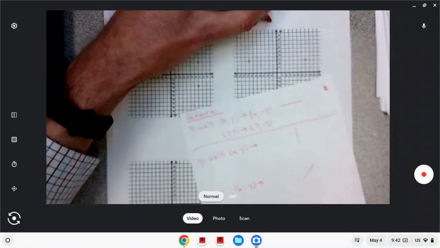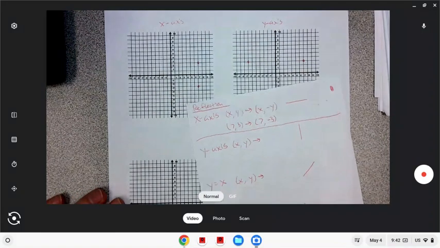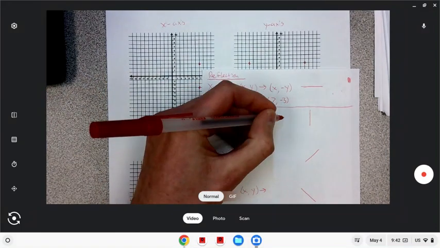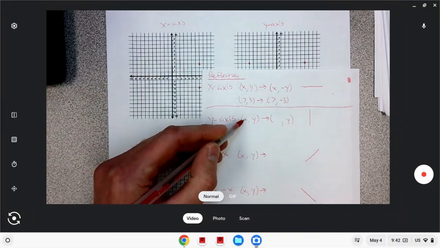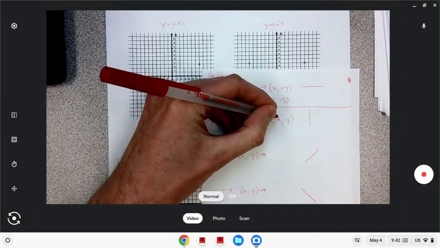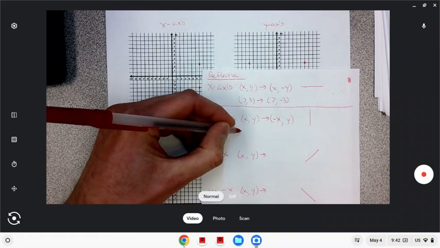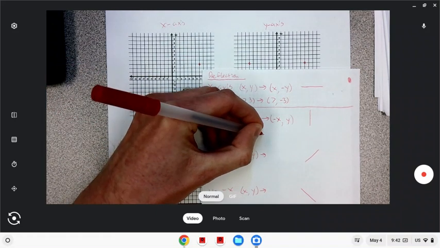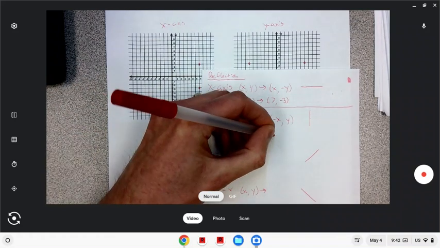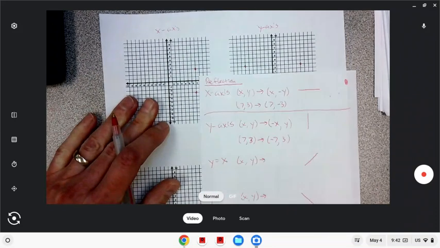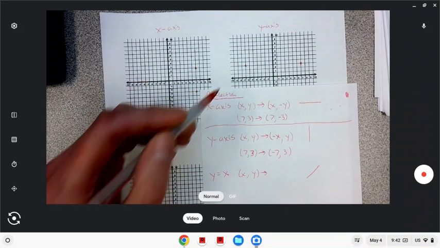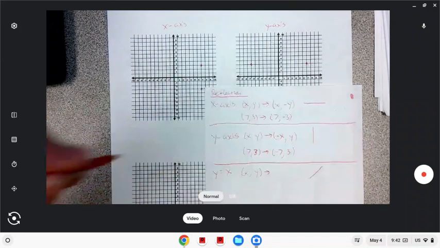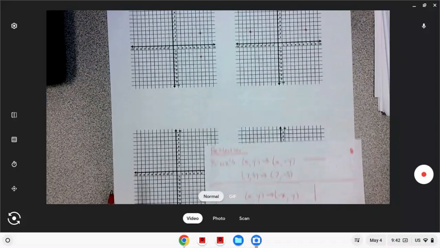That's, again, the y-axis. So the rule that we could use is that the y number stayed the same, but the x number changed when you're reflecting across the y-axis. It was at 7, 3, and after the reflection, it was at negative 7, 3. So that's the y-axis, and that's the rule if you don't want to draw the picture.